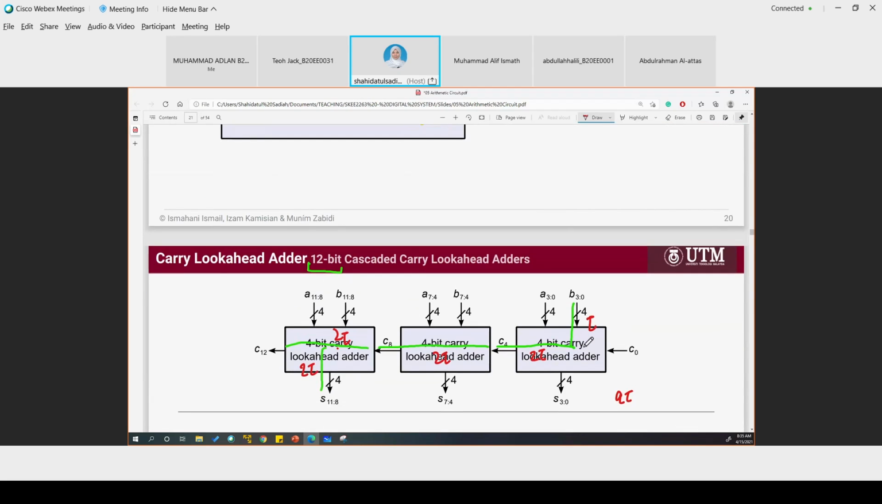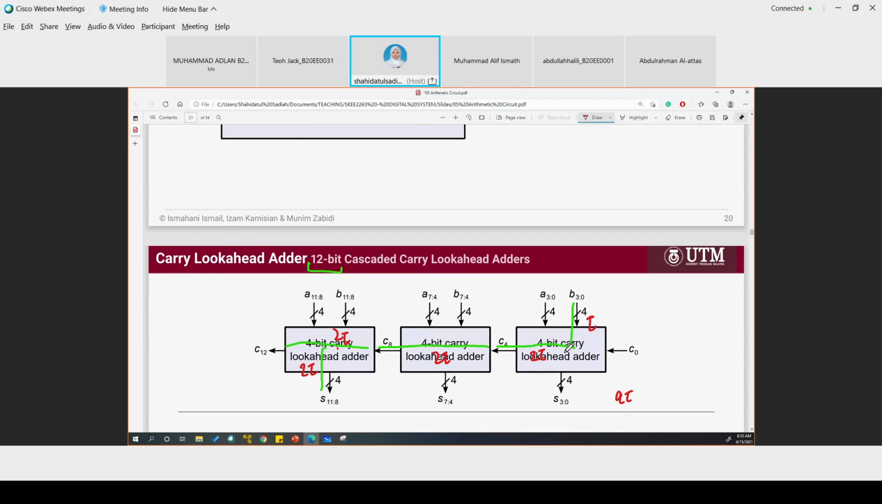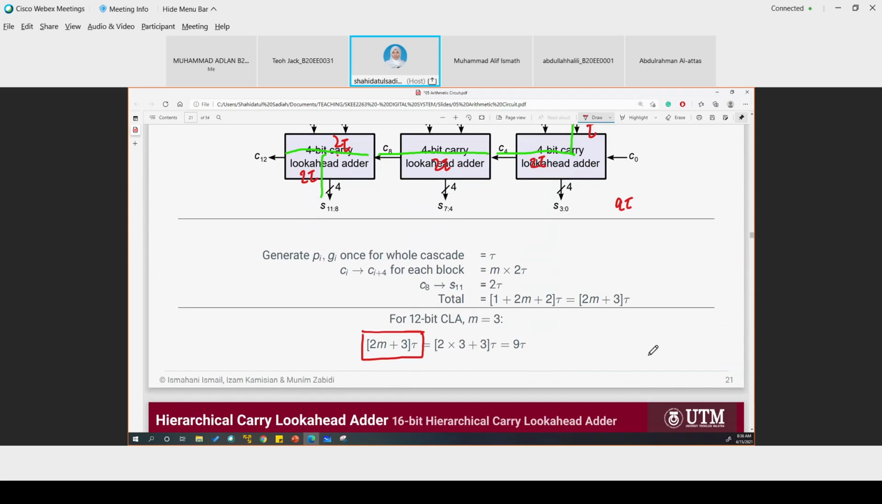Right? So inside the block, maybe you can check later how we got the tau, 2 tau, and the last 2 tau here when we go through 1 XOR. Right? Okay. So for 4-bit, sorry, not 4-bit.